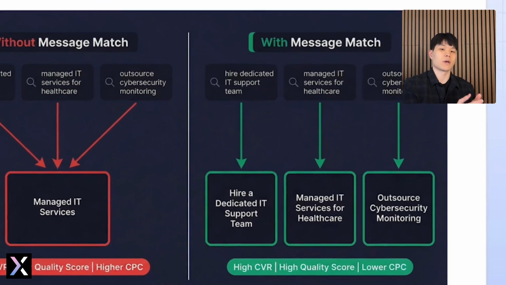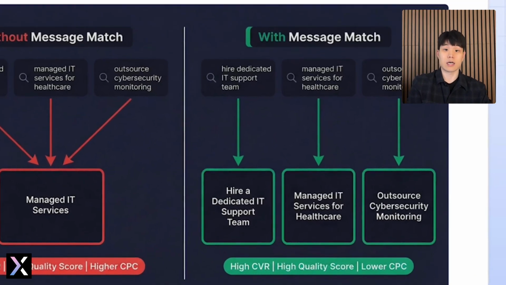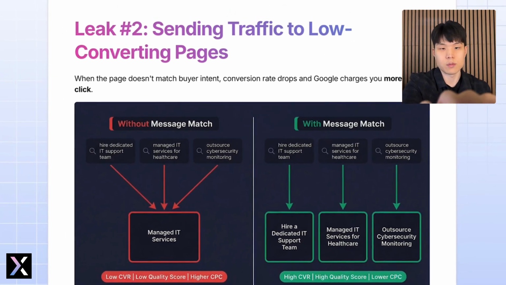Now compare that to landing on a page that specifically says, hire a dedicated cybersecurity team right in the headline, with case studies from companies that did just that service and a clear next step. The conversion rate on that page is going to be 50% better or even double. But here's the part most people miss. Google actively prefers to give their users more relevant content, even if it means they charge less for the click. So when your landing page matches the search query, Google's algorithm sees your ad as more relevant, your quality score goes up, Google rewards you with lower cost per click and ultimately a lower cost per call.